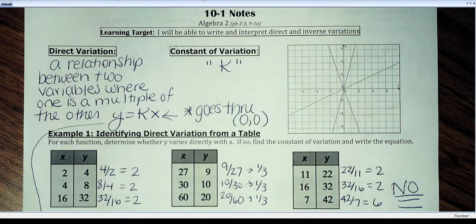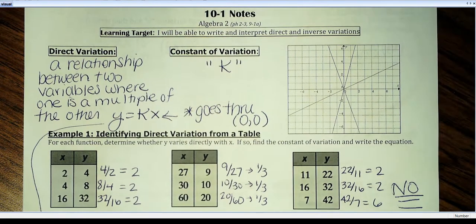Alright, we're going to start Unit 10, and today we're going to talk about direct and inverse variations. If you look at the top, these come out of sections 2-3, that's direct variation, and 9-1, kind of the first part of it, if you're looking at that online textbook.